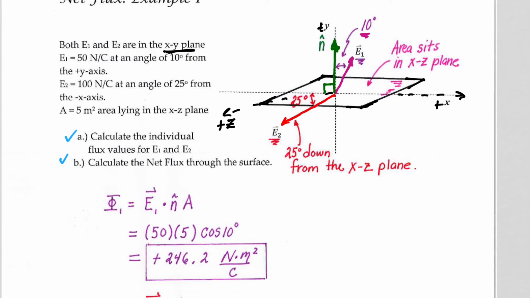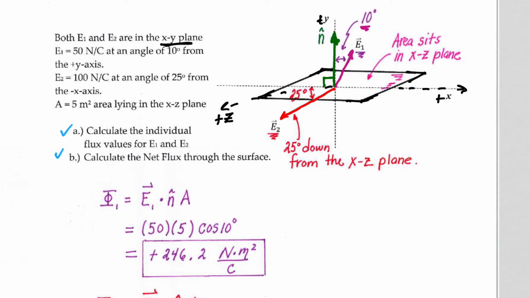Well, the first flux, flux 1, is given by E1 dot n hat A, so magnitude of the first, magnitude of the second, cosine of the angle between the two as drawn from a common origin. So our common origin is actually the origin in this case. Our 10 degrees, cosine of 10 degrees, gives us a positive answer. So we get positive 246.2 Newton meters squared per coulomb. And notice we do not put a vector answer with our solution, because dot product is always a scalar. So no vector answer.